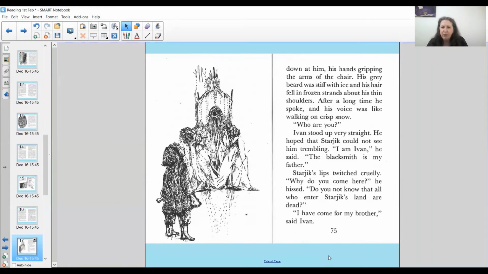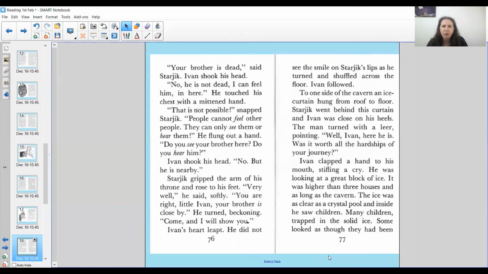He hissed, "Do you not know all who enter Starjik's land are dead?" "I have come for my brother," said Ivan. "Your brother is dead," said Starjik. Ivan shook his head. "No, he's not dead. I can feel him here." He touched his chest with his mittened hand. "That is impossible," snapped Starjik.